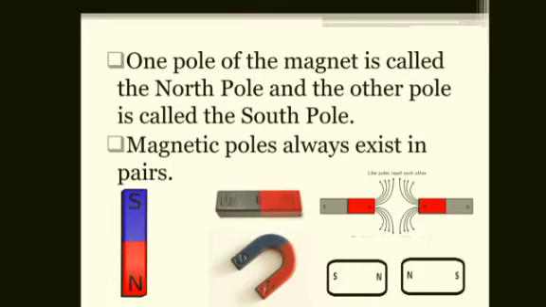One pole of the magnet is called the north pole and the other pole of the magnet is called the south pole. Magnetic poles always exist in pairs. You can see here in the bar magnet we have N and S, which are called poles. Both the ends are called poles. One pole is called the south pole, another pole is called the north pole. So magnetic poles always exist in pairs.